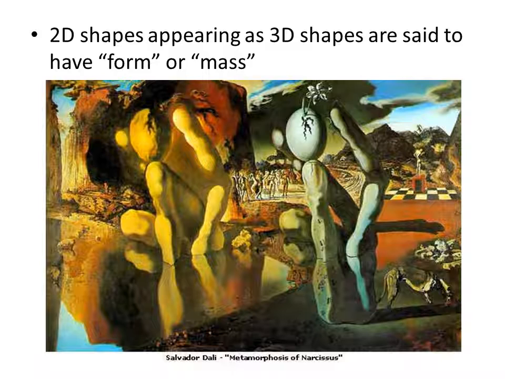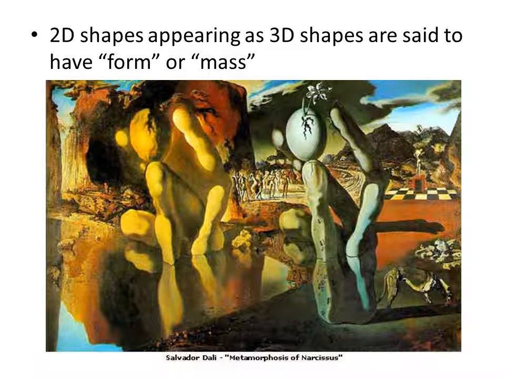And two-dimensional shapes appearing as three-dimensional shapes are said to have form or mass. I think this Salvador Dali artwork is a really fantastic example of this particular point. So we have a couple of two-dimensional shapes that are the same, but the artist has rendered them in such a way that they appear three-dimensional and therefore as having form or mass.